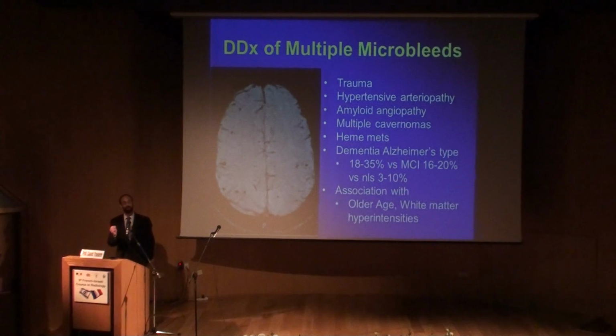These little microhemorrhages that we've been describing with SWI have a broad differential diagnosis, which may be from trauma, they may be from your hypertensive encephalopathies, or amyloid angiopathy. And I'll describe amyloid angiopathy in a little bit greater detail in just a moment. You could see them from multiple cavernomas, hemorrhagic nets, etc.